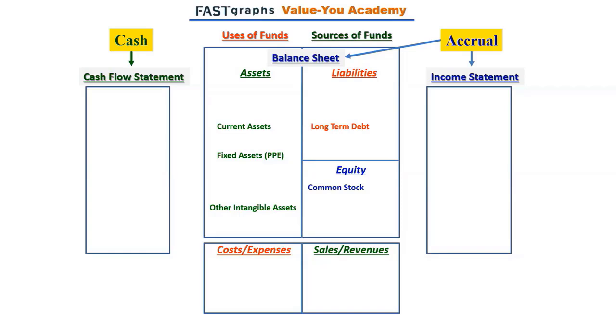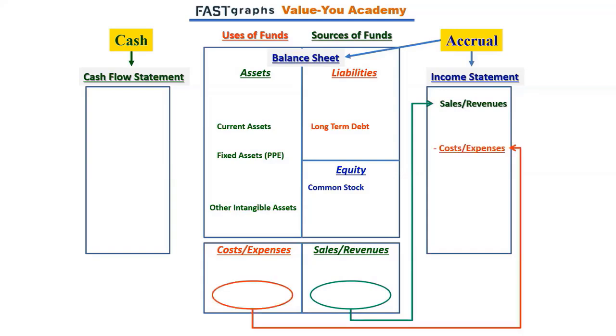At the end of a period, they will stop. Let's say the end of a month. They'll look at what are the sales for the month. And in accrual, we have to match cost and expenses. And the difference is profit. It's not cash flow, it's profit.